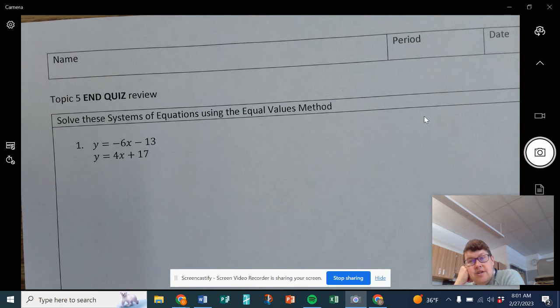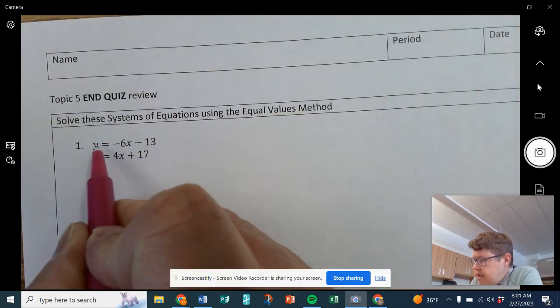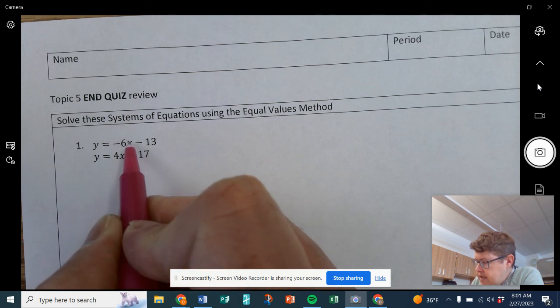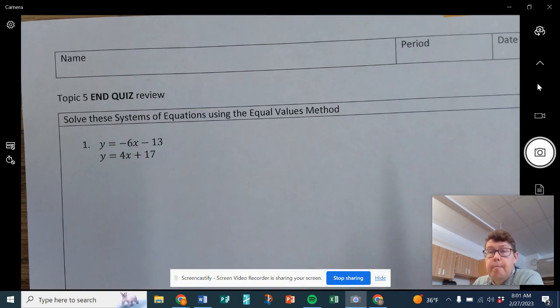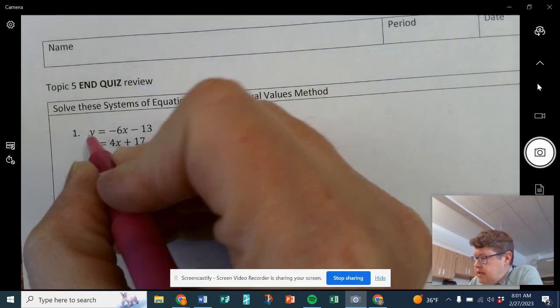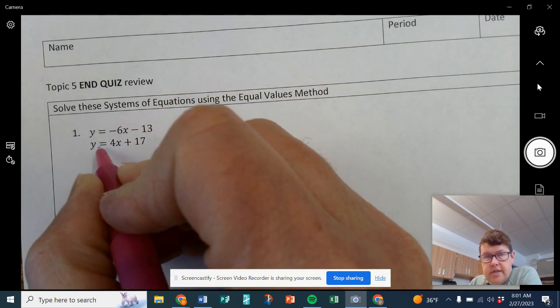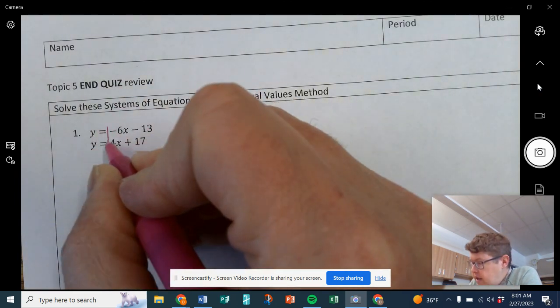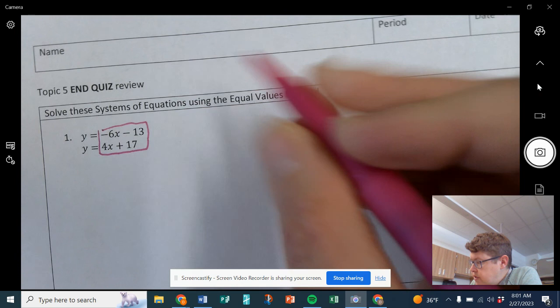Okay, so this is the end quiz review for topic 5. We're gonna solve these systems of equations using the equal values method. So equal values basically says that since this y and this x are the same in both equations, meaning when these lines cross, that x and y are the coordinates of the point where they cross, right? So since this y is equal to this and this y is equal to this and they're the same y, I can take these two equations and set them equal to each other, right?